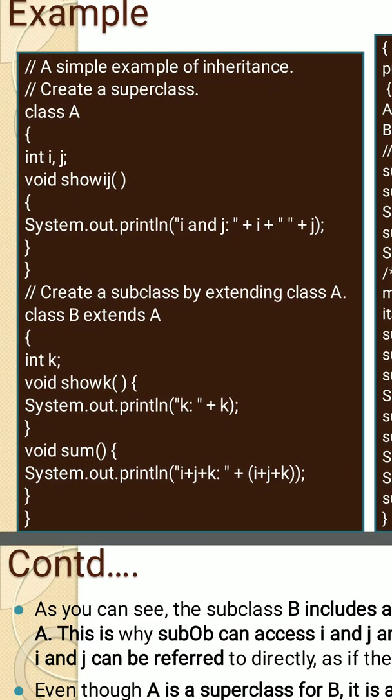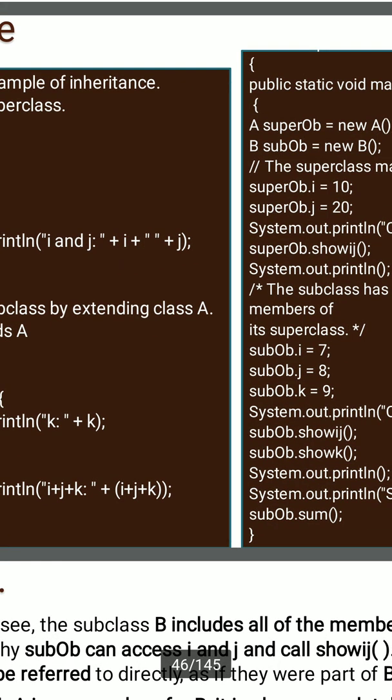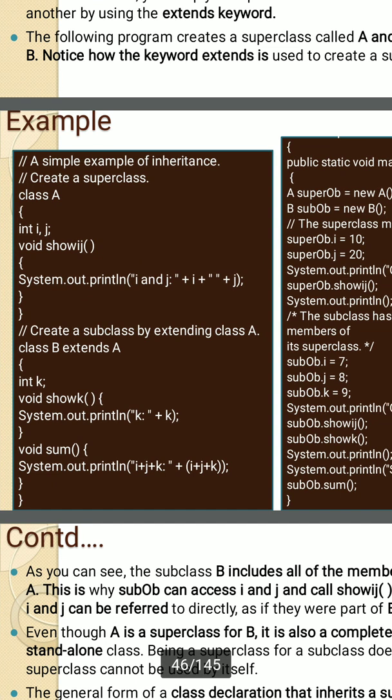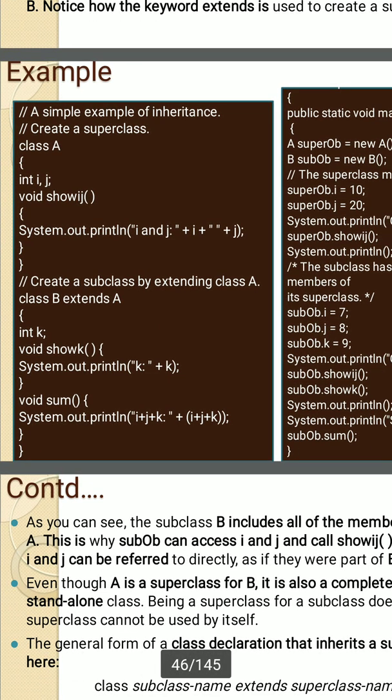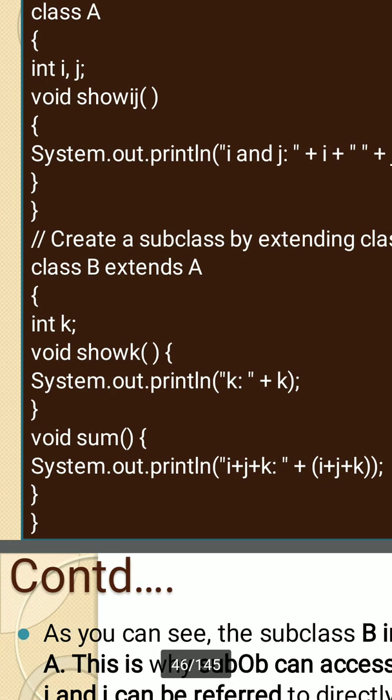Class A is here. Class A has the variables int i, j and the method show ij, with a print statement that prints the values of i and j. And class B is the subclass. It is extending the features of class A.